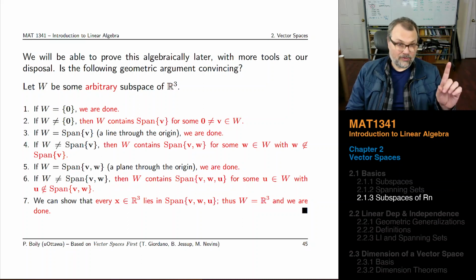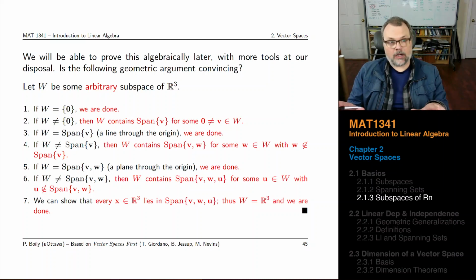Now, if W is this full span of two vectors, then that's a plane through the origin and you're done. If it is not the full span, then there's some other vector, call it U, which resides in W, but is not coplanar, not in the same plane as V and W. And then afterwards you can show that you don't have a choice really. If that's the case, then W is the full of R cubed. Every vector in R cubed would lie in the span, and you're done.